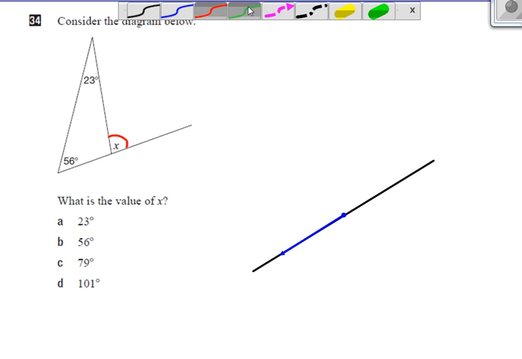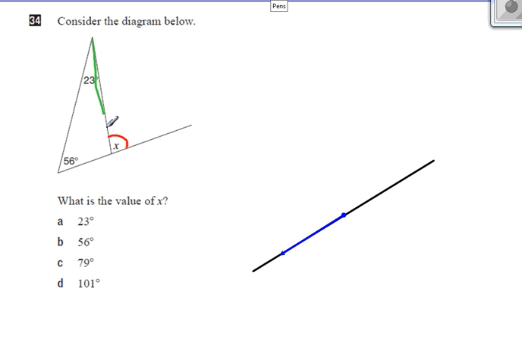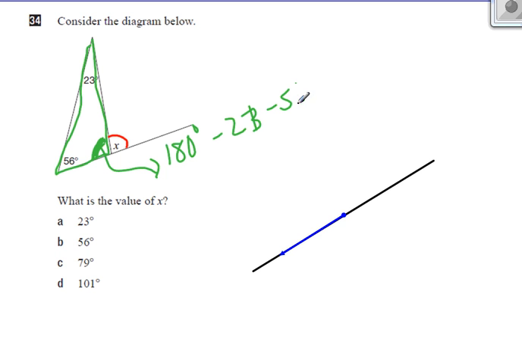But the triangle is obviously important because when you look at the triangle, it's got 2 of its 3 angles labeled. So I know that I can find this angle here, and hopefully that'll help me find x. So what is this green angle? Well, again, the sum of the angles in a triangle is 180 degrees. So if I subtract 23 and I subtract 56, I'll be left with just the green angle, which is 101 degrees. So I know that this is 101 degrees. Now don't get fooled by the fact that one of the options is 101 degrees. I didn't find x, I found this green angle.